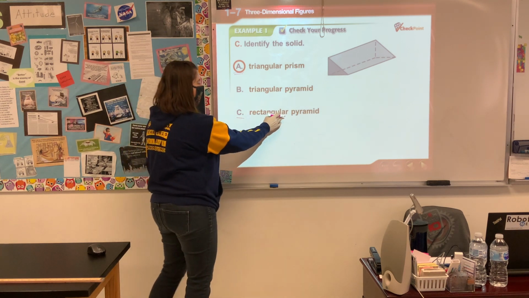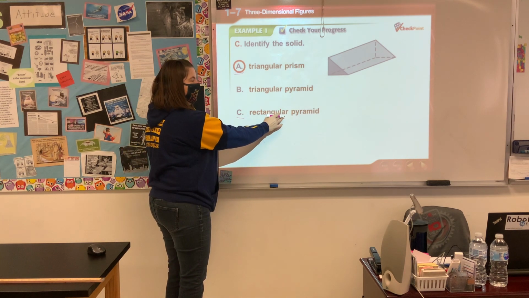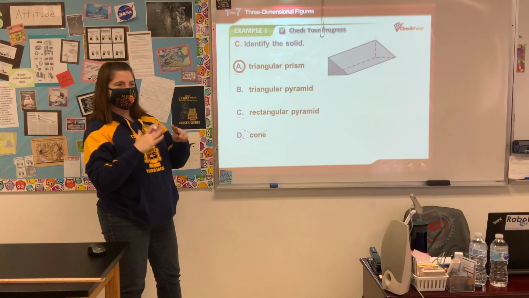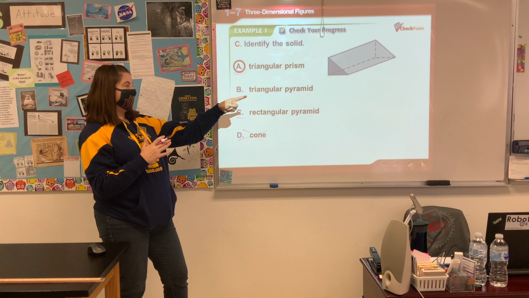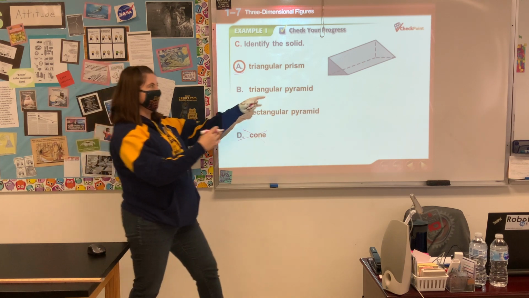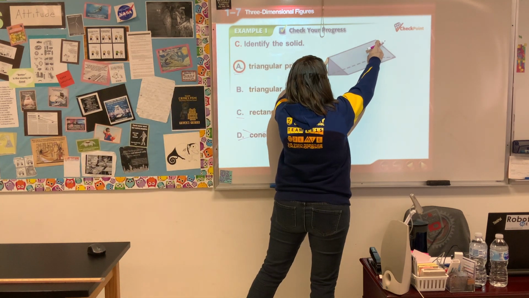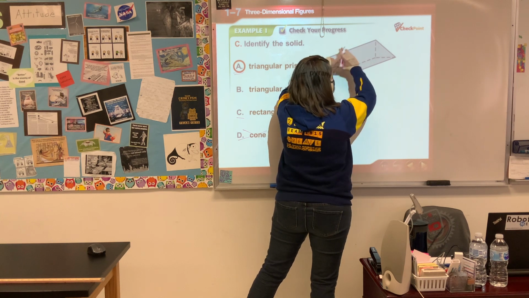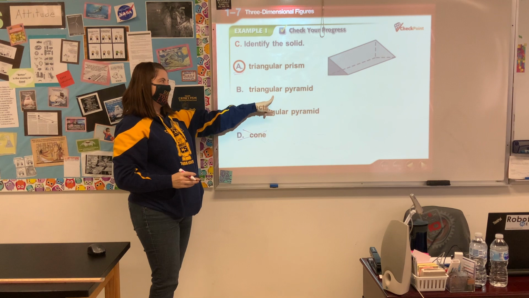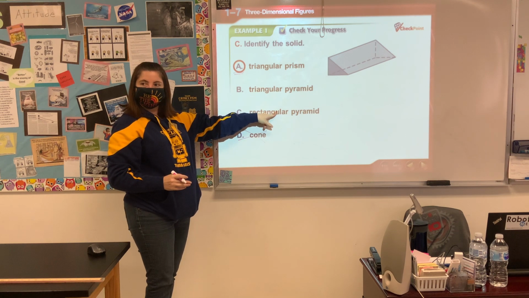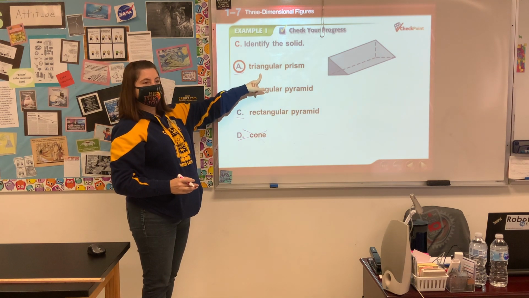Okay, so in order to have a pyramid, I'm going to see triangular pieces meeting at a vertex. I have triangular pieces, but they're not meeting at a vertex. This wouldn't exist, and they would have to meet each other in order for it to be the pyramid. Does that make sense? That's why this is a rectangular prism.